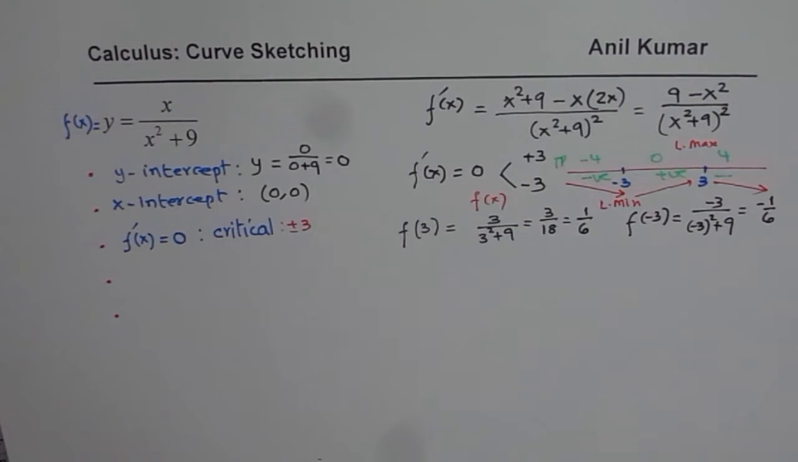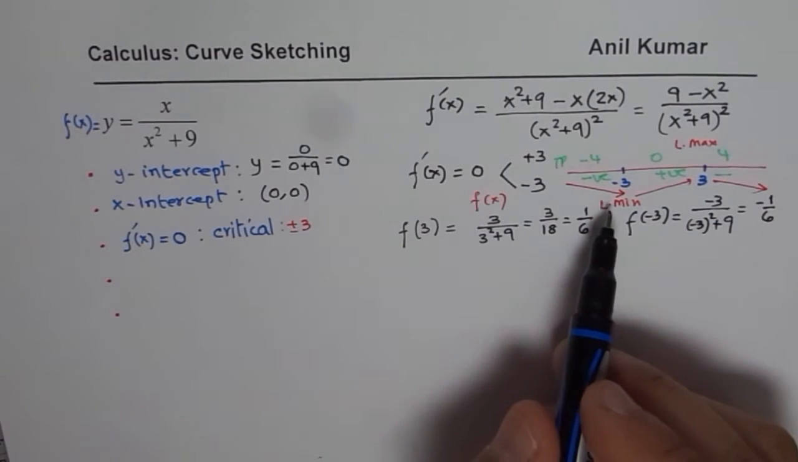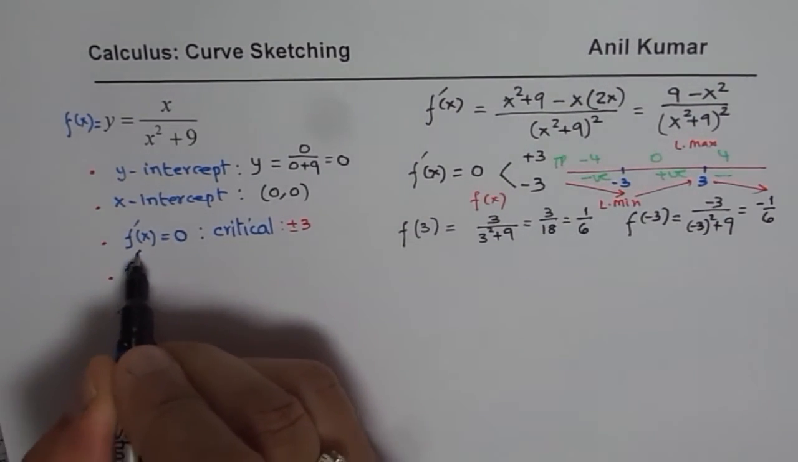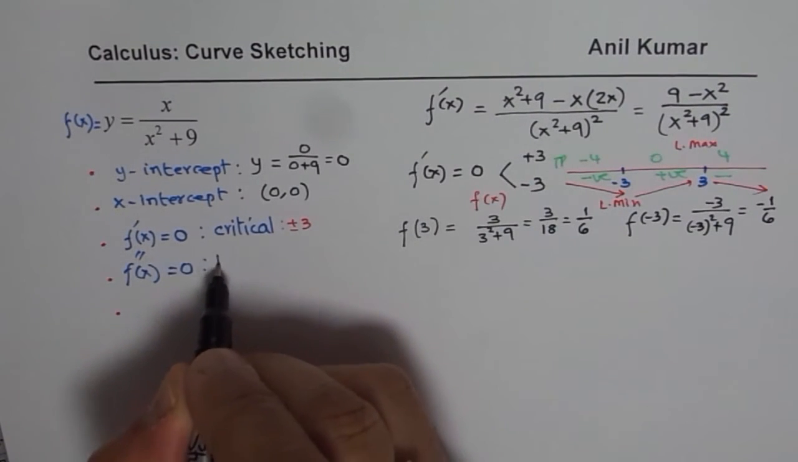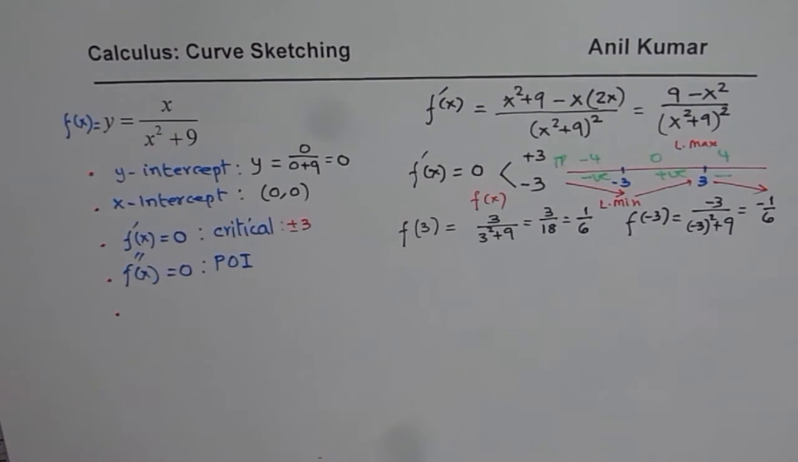Now let us analyze the second derivative. So with the first derivative, you get critical points and relative maximum and minimum values. Now we'll find the second derivative of the function and equate it to 0, and we are trying to find the points of inflection, correct? So let's find the second derivative.